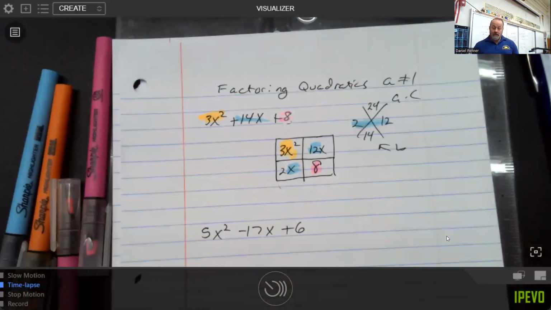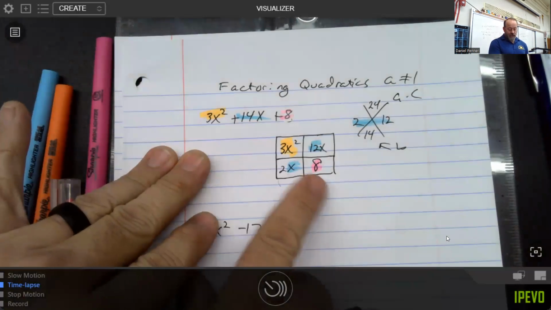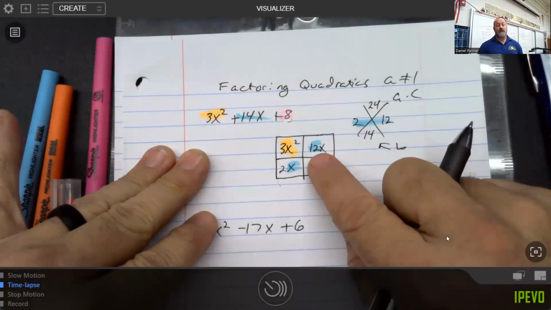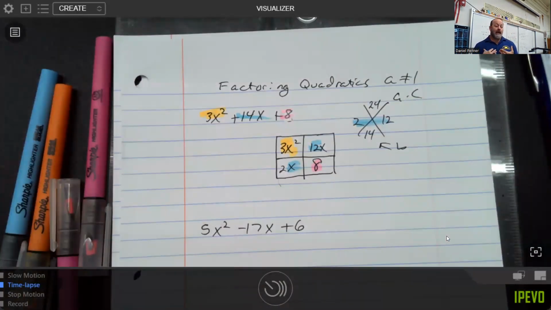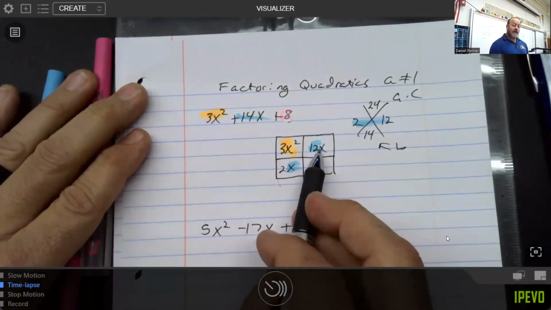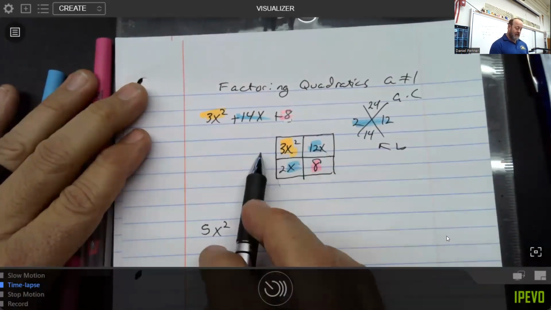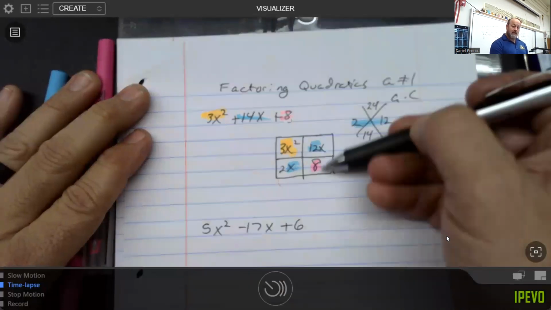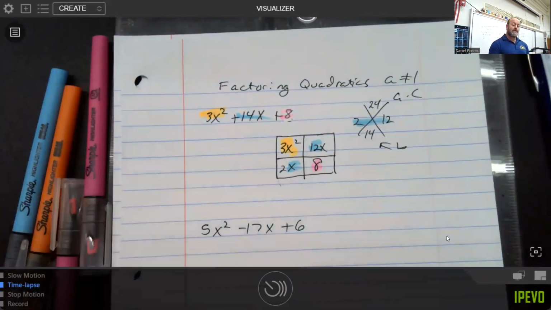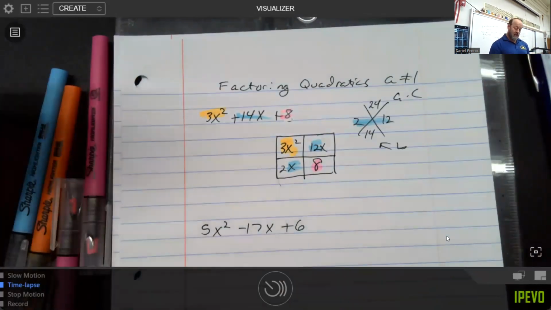Now, as a side note, it is really important, part of the reason this works is if you look at this diagonal, 3x squared times 8 is 24x squared, and 2x times 12x is also 24x squared. But what I like to do is look for a common factor. So when I look at these two right here, I see that they both have a 3 and they both have an x. So I could write 3x here. Or I could look right here and see that they both have a 4 in common. And it really doesn't matter where you look, as long as you look for what they have in common. Notice there's a 2 right here.